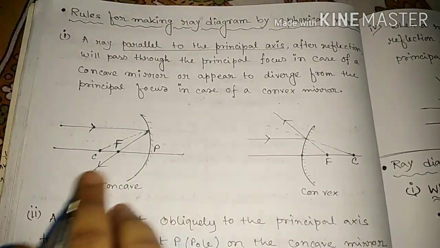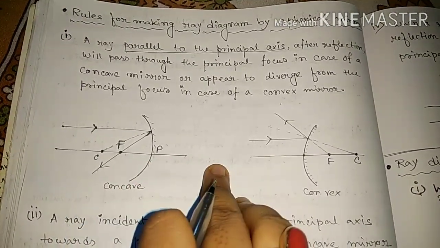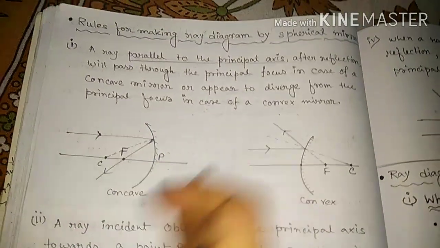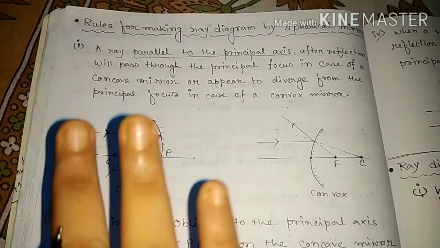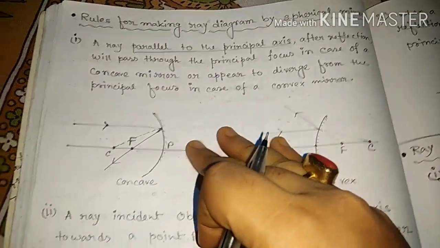So when we draw any parallel incident ray of light, after reflection we draw it passing through the focus. This is the first rule.